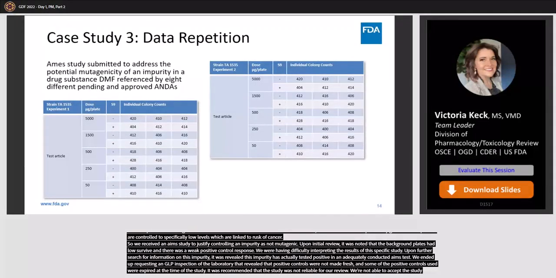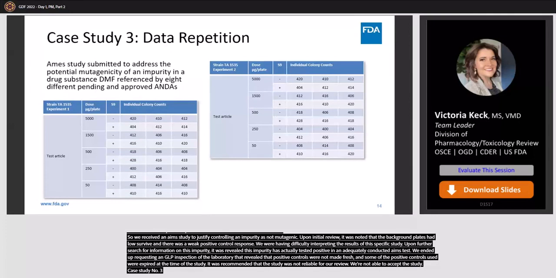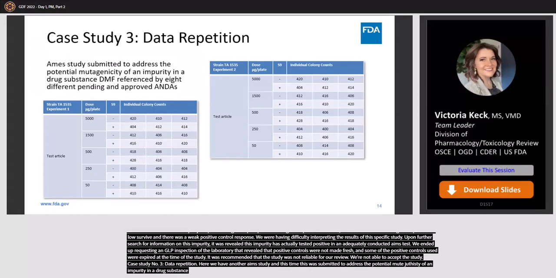Case study number 3, data repetition. Here we have another Ames study, and this time this study was submitted to address the potential mutagenicity of an impurity in a drug substance DMF, and this DMF was referenced by 8 different pending and approved ANDAs, meaning that the interpretation of this study could have a very broad impact.